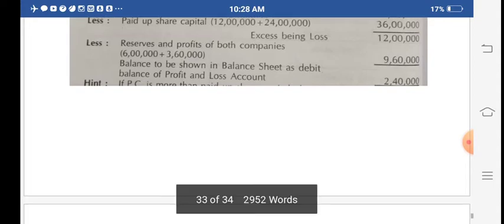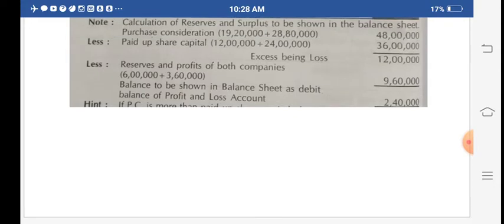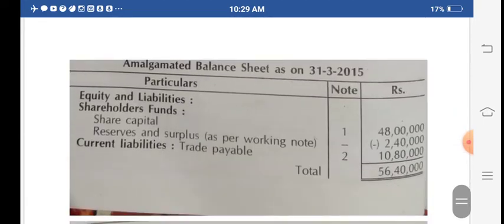So suppose the purchase consideration is more than the paid up share capital. Then the excess amount is treated as a loss, and it should be adjusted in the reserve and the profits. Even the remaining 2,40,000 is shown as a loss, and finally it's debited to the profit and loss account in the balance sheet. So this 2,40,000 is shown in reserve and surplus as a minus. Reserve and surplus as per working note is minus 2,40,000.